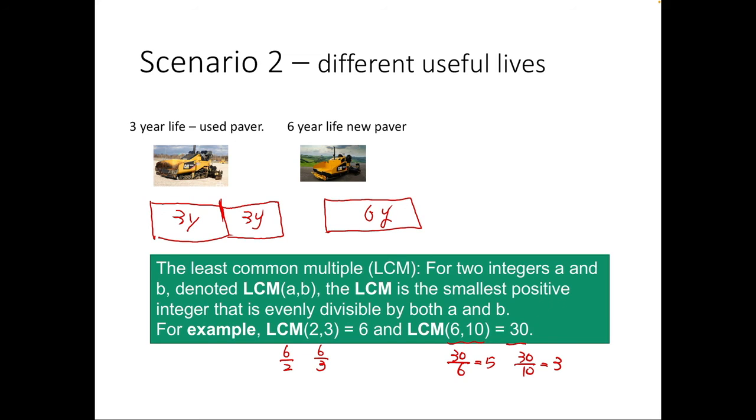And so if you have two or multiple different useful lives, you need to find out the LCM of those numbers of years, and then use that as your study period, and then extend the shorter useful life by using the repeatability assumption.